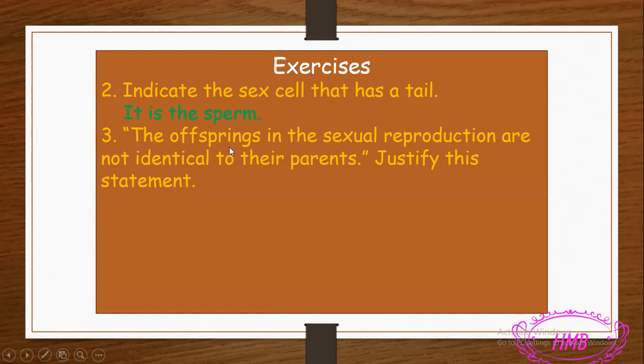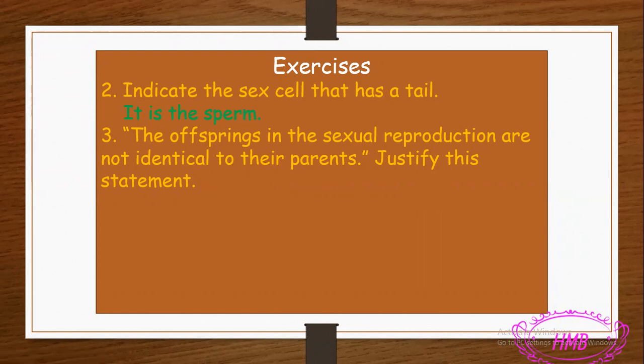Number 3, the offsprings in the sexual reproduction are not identical to their parents. I'm giving you a fact. This fact says that offsprings in the sexual reproduction, the baby in the sexual reproduction, are not identical to their parents. They are not an exact copy of their parents. The question is, justify this statement. You have to tell me why. Why in the sexual reproduction are they not identical?